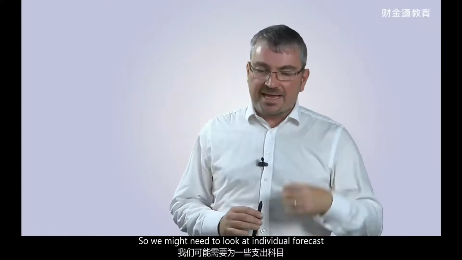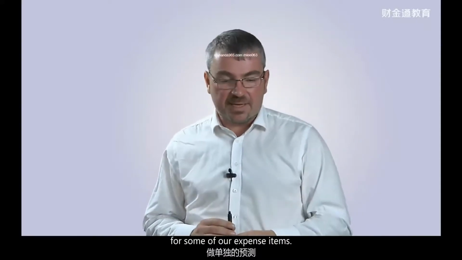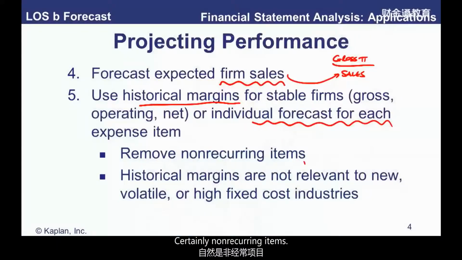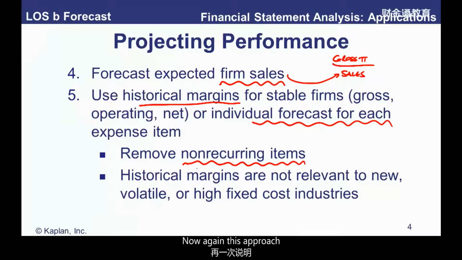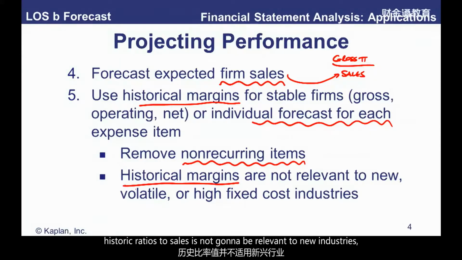So we might need to look at individual forecasts for some of our expense items. Certainly non-recurring items, we need to exclude non-recurring items. Now again, this approach, and we've said it already, using historic margins, historic ratios to sales is not going to be relevant to new industries, volatile industries, or high fixed cost industries.